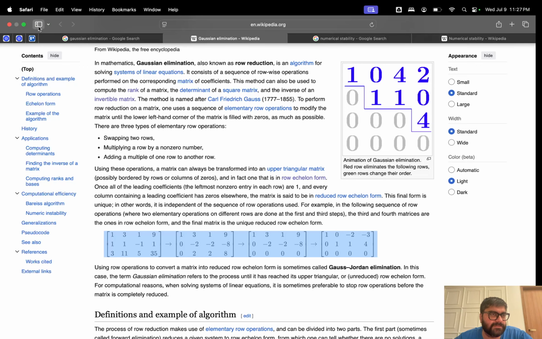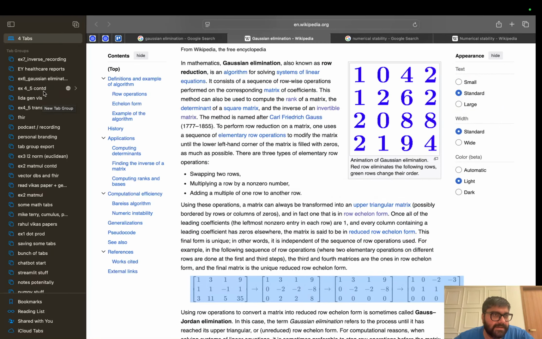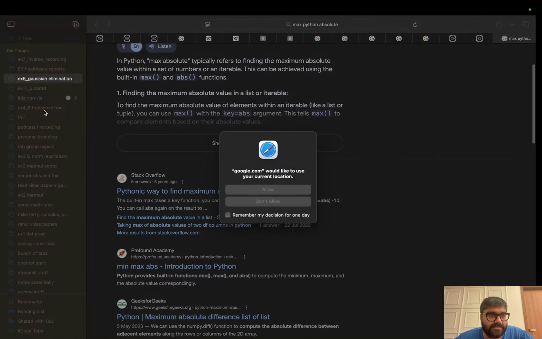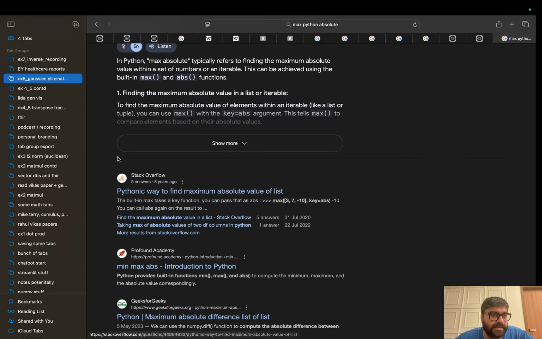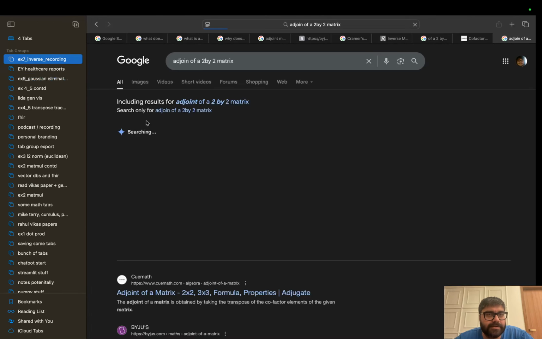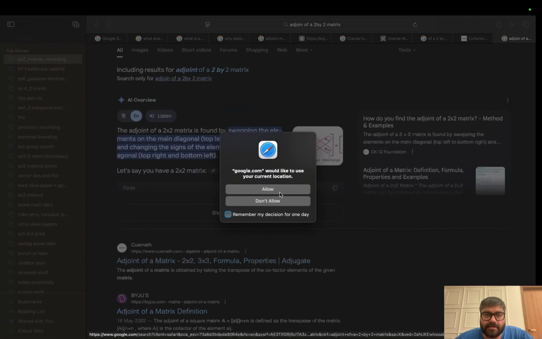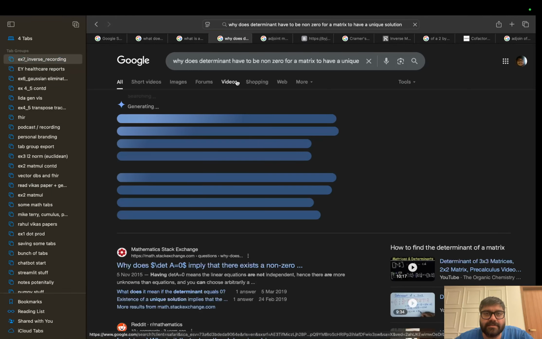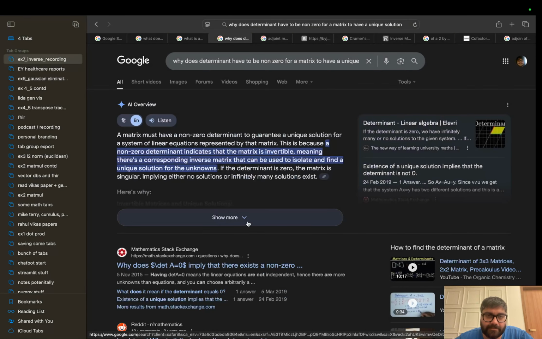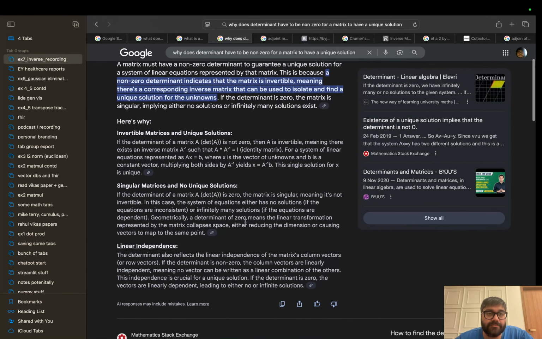Let me see if I can actually find that now that I'm thinking about it, because I saved it. Oh, there you go. Why does the determinant have to be non-zero? Yep, there you go. Invertible matrices.